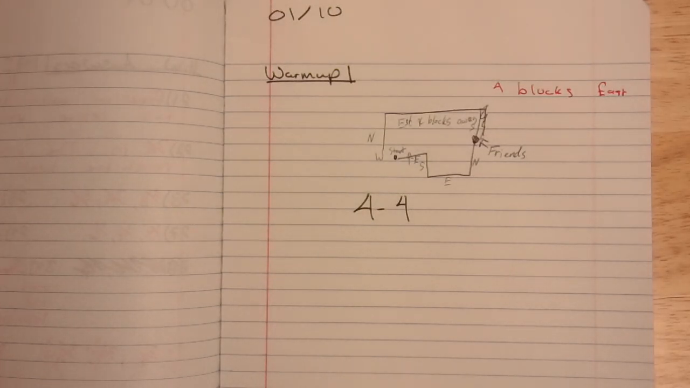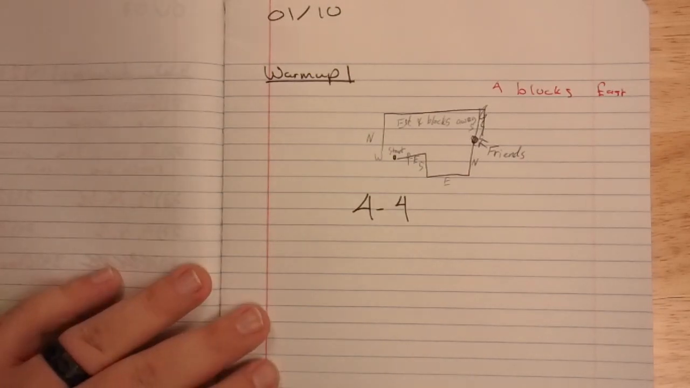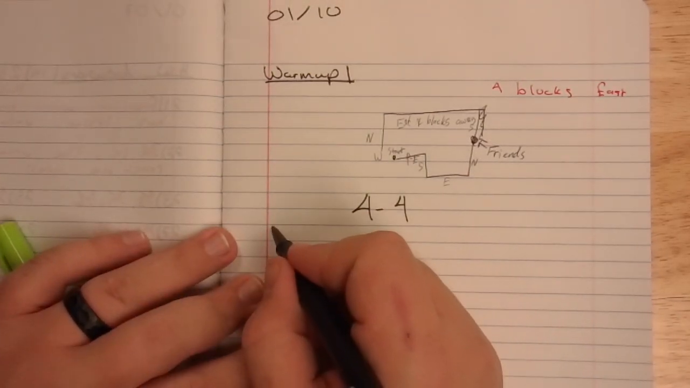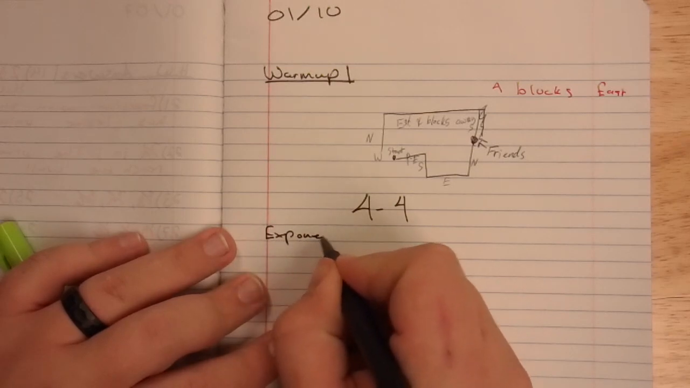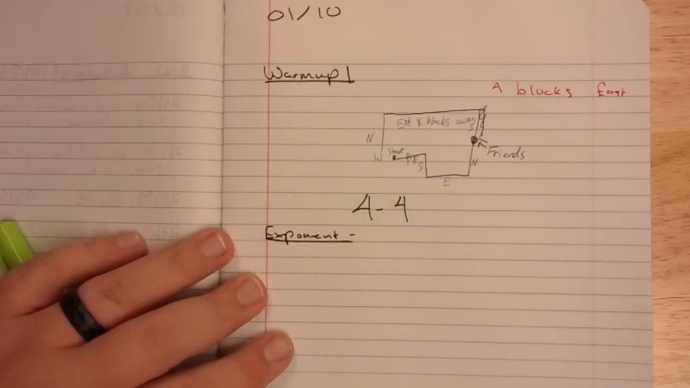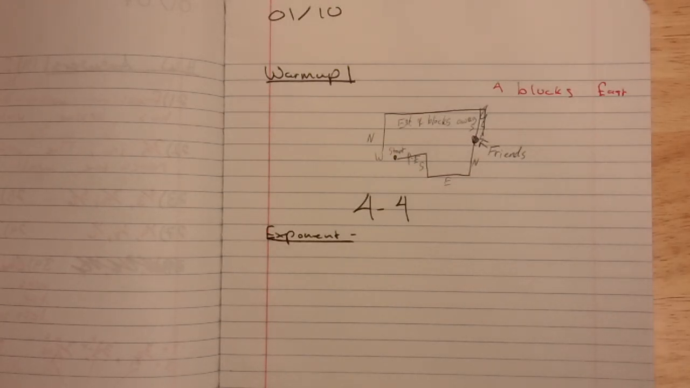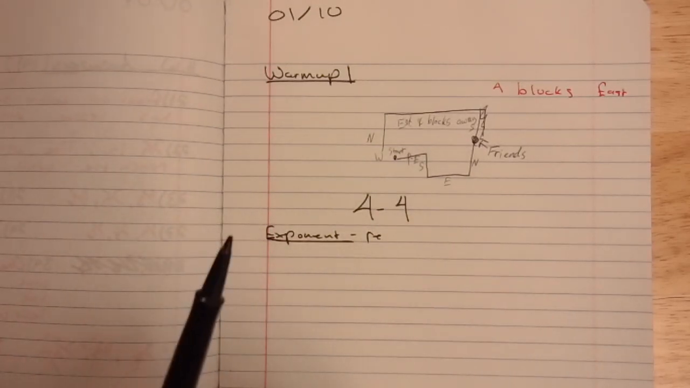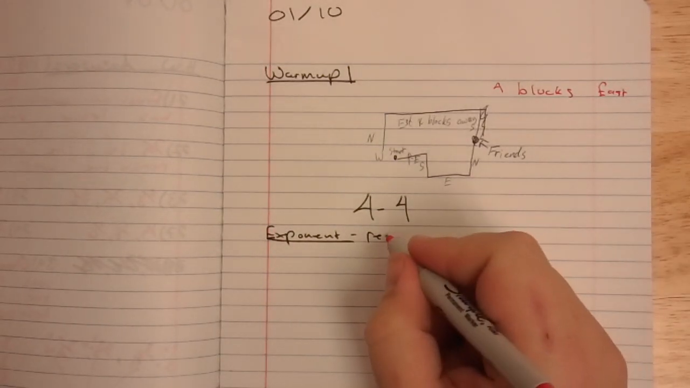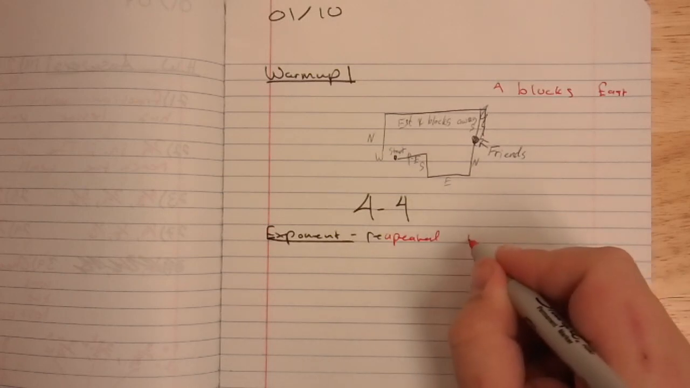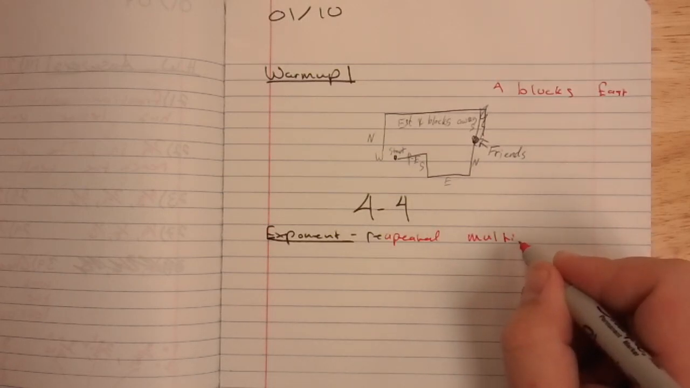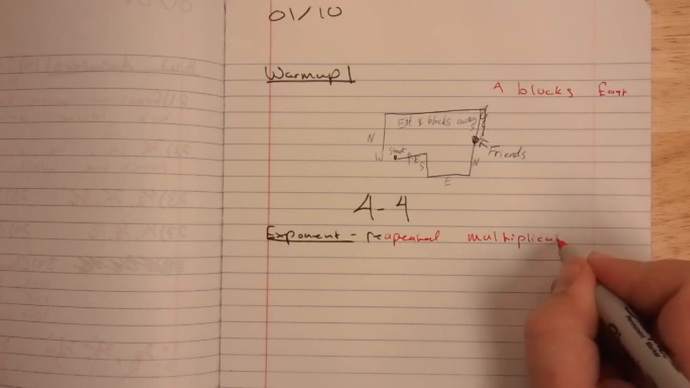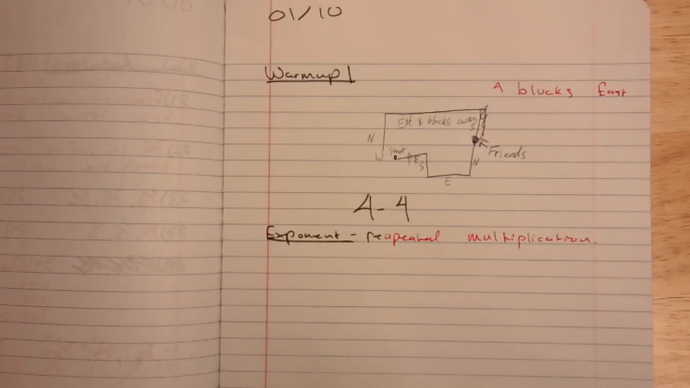So today we're learning about exponents and the order of operations. Okay, let's start with a little bit of vocab. Exponent. So an exponent is to indicate repeated multiplication. Repeated multiplication.